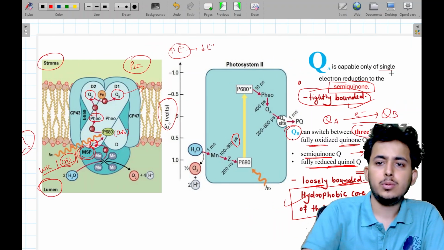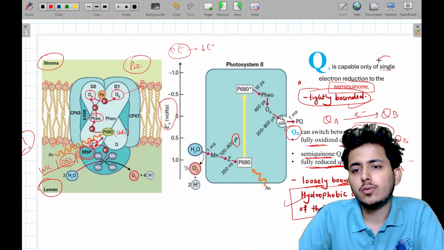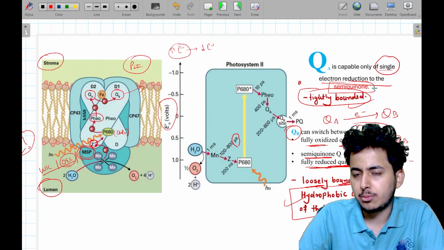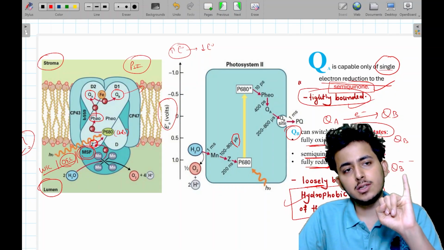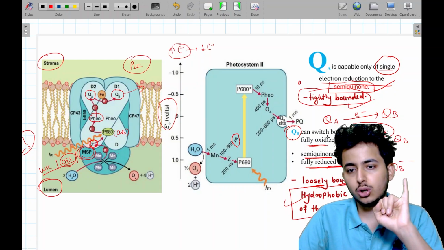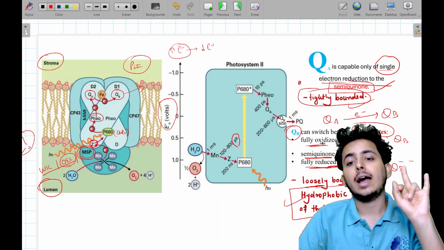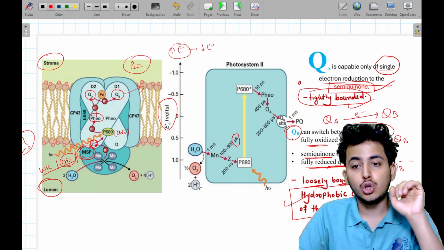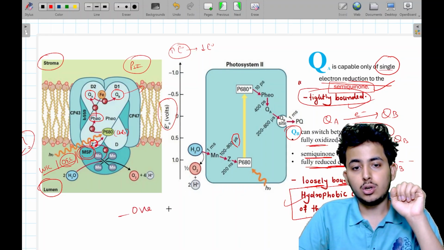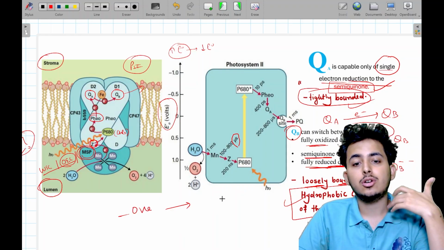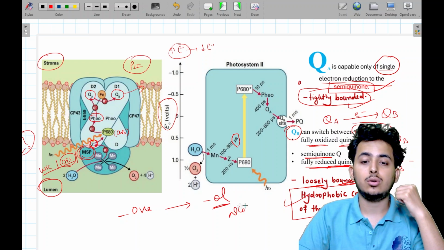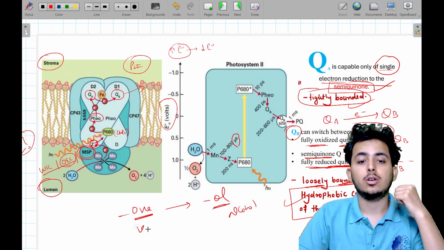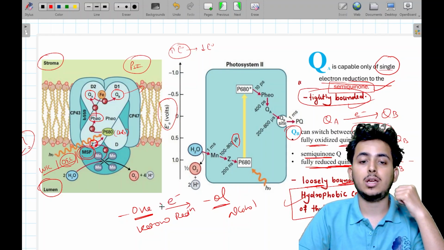QA is capable only of a single electron reduction to semiquinone, whereas QB can switch between the fully oxidized QB stage, quinone, then semiquinone, and at last fully reduced. So quinone is getting converted, reducing to quinol. Quinol is what? Alcohol. Quinone is what? Ketone. So there is a reduction happening by accepting electrons.